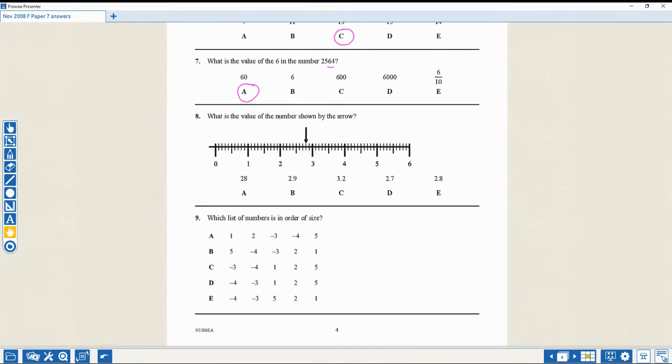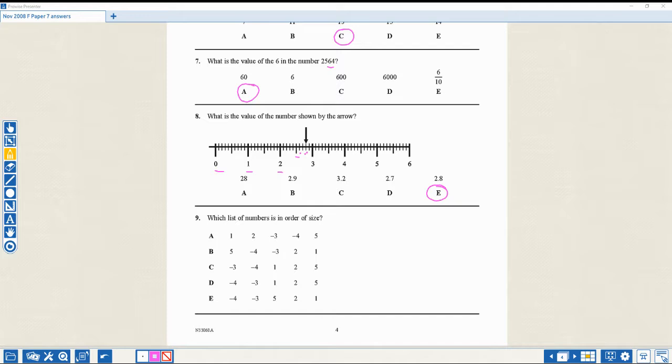And moving down here, question number 8, what's the value of the number shown by the arrow? So if you read the scale, we've got 0, 1, 2, 2.5 is halfway across. So 2.6, 7, and 8 is pointing to 2.8. So it's E.